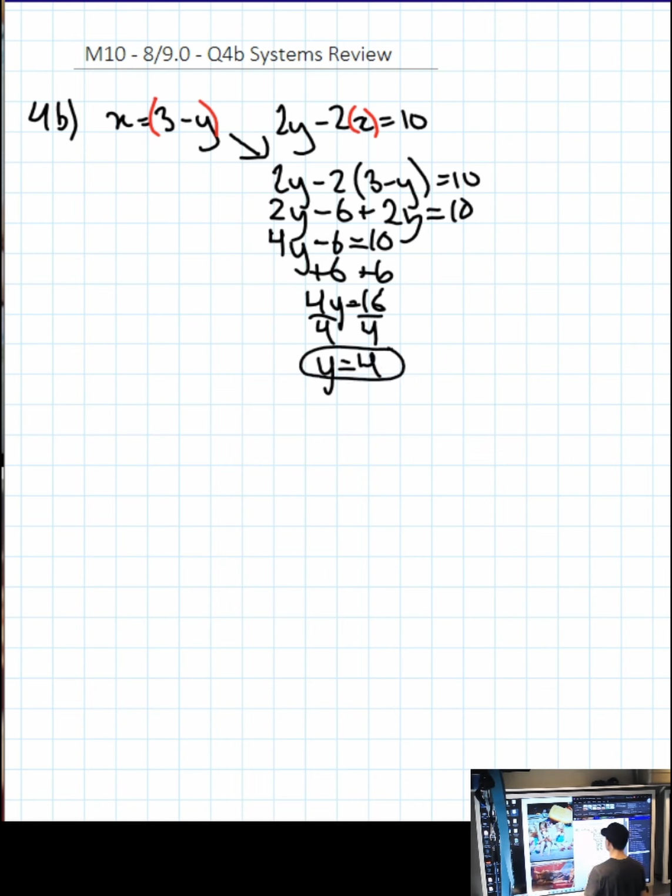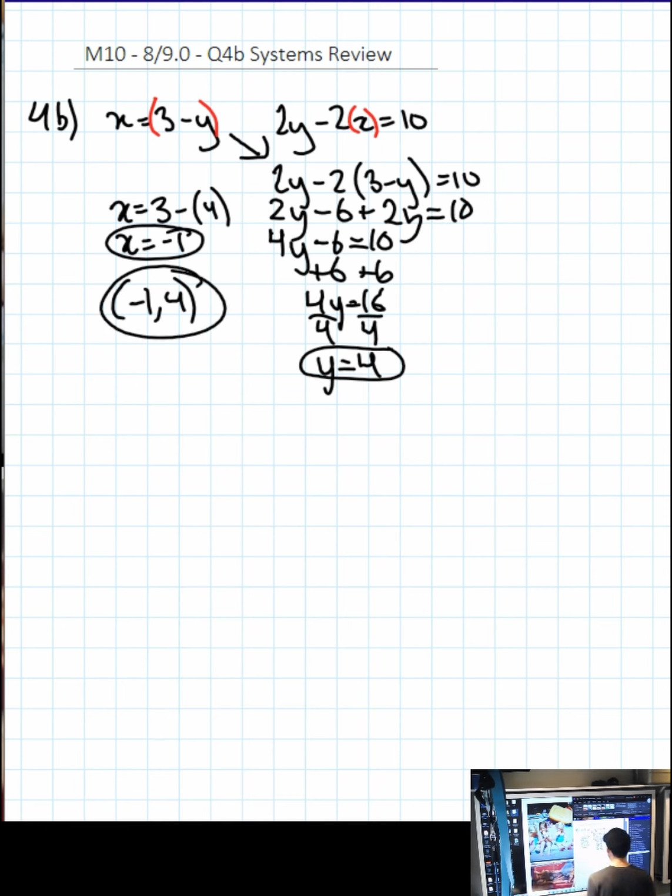Circle your answer. Then we can take y and put it into the other equation. Let's skip a few lines so we know what we did first. X equals 3 minus our y value of 4, and we're going to get x equals 3 minus 4 is negative 1. Circle your answer. Immediately write down your intersection point, negative 1 comma 4. Circle your answer. So that is the intersection between these two lines.